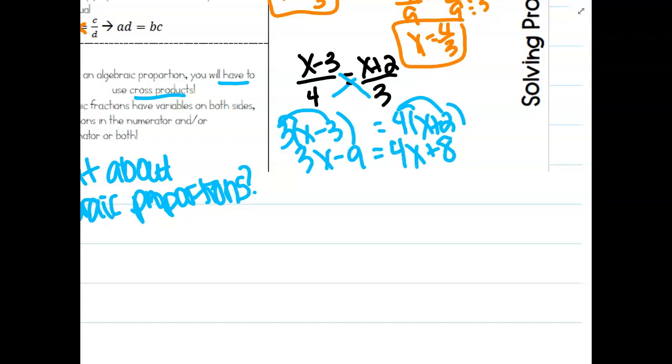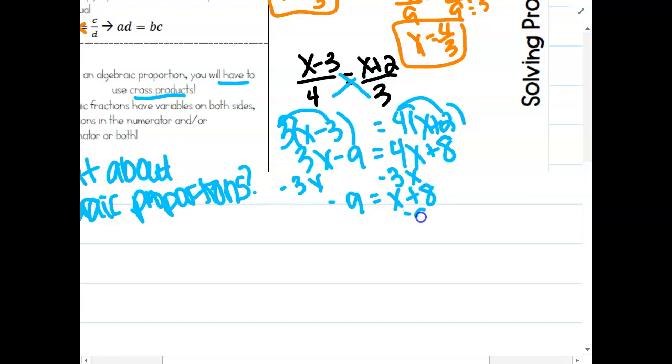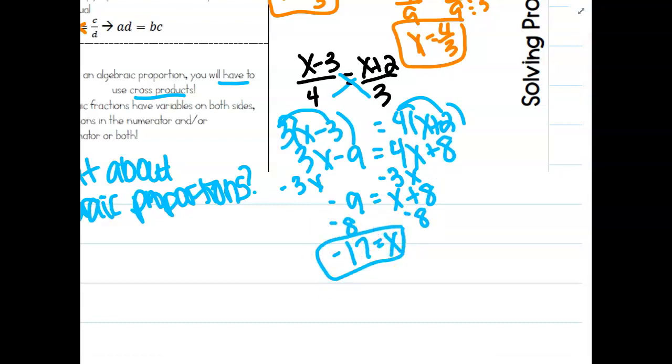Now, if you remember from whenever we solved equations, we want to distribute, which we did. We want to simplify by combining like terms. Nothing I can simplify. I need to get my variables on the same side. So I'm going to subtract 3x from both sides. So I get negative 9 equals 4x minus 3x is just an x plus 8. And then to get rid of the plus 8, we're going to subtract 8 from both sides. And we would get negative 17 equals x. Questions on any of that? Yes.